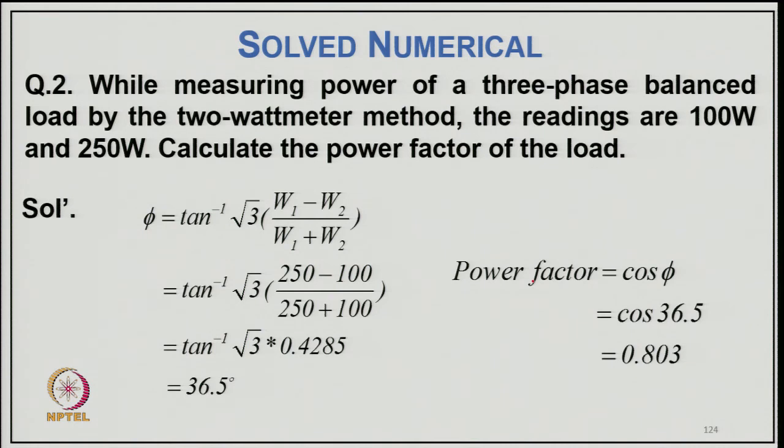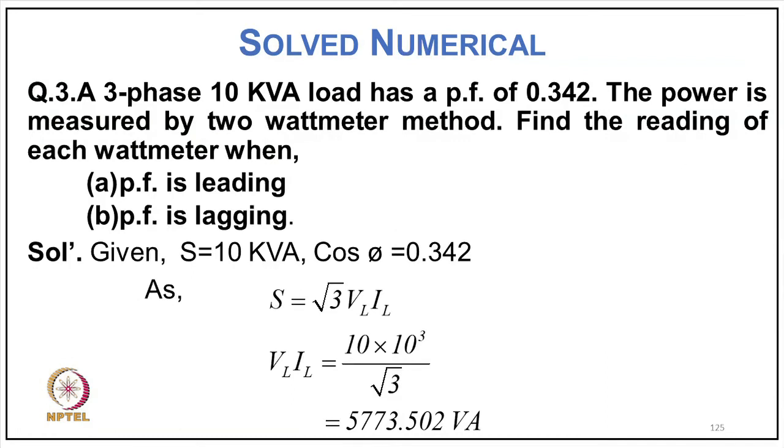Now, coming to the second example. While measuring the power of a 3-phase balanced load by the 2 wattmeter method, the readings are 100 watt and 250 watt. Calculate the power factor of the load. So phi equals tan inverse root 3 (W1 minus W2) divided by (W1 plus W2), that equals tan inverse root 3 (250 minus 100) divided by (250 plus 100), or tan inverse root 3 times 0.4285. This is 36.5 degrees, and power factor cos phi, that is cos 36.5 degrees, is 0.803.